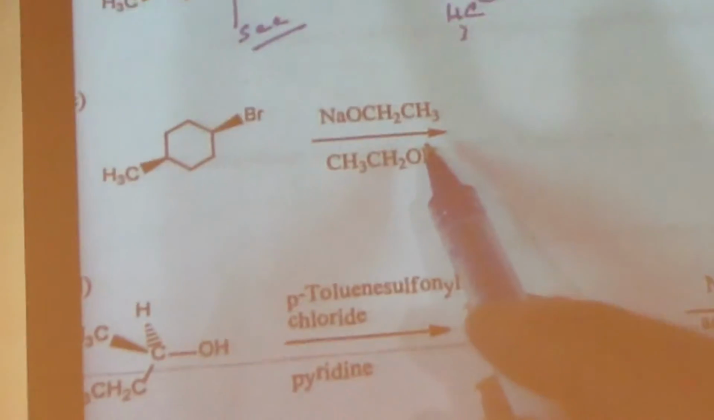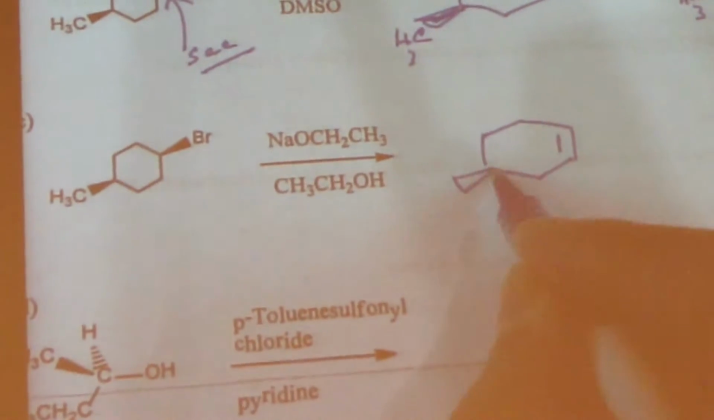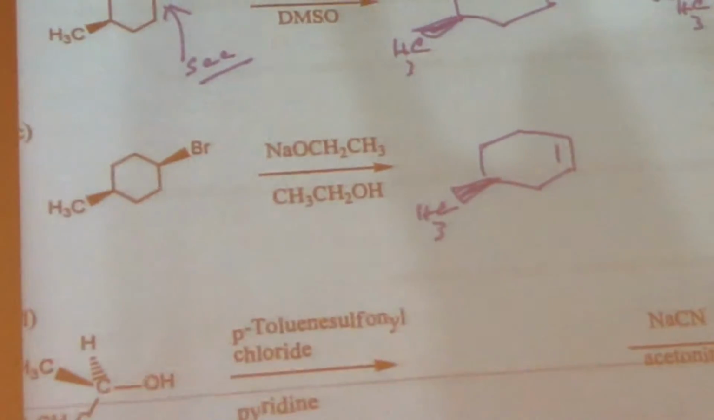The next reaction has the same substrate, but we change the nucleophile from cyanide to ethoxide. And ethoxide, as we mentioned before, would act as a base in this case, because it's a secondary carbon. So it's going to undergo elimination by E2. It's going to form a double bond. This one would be unaffected.